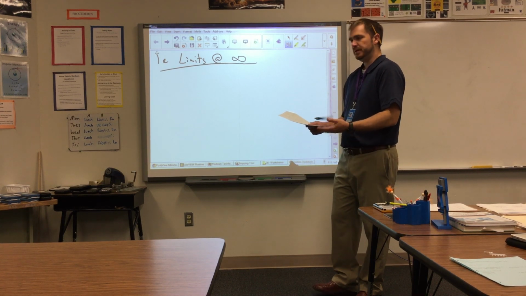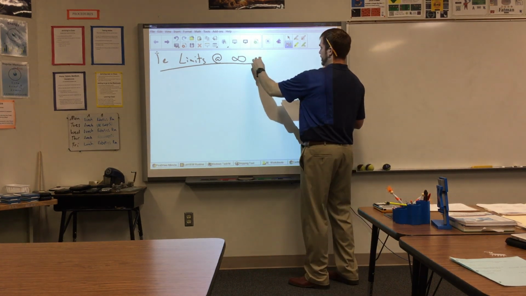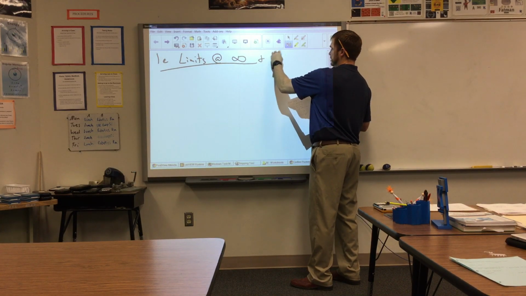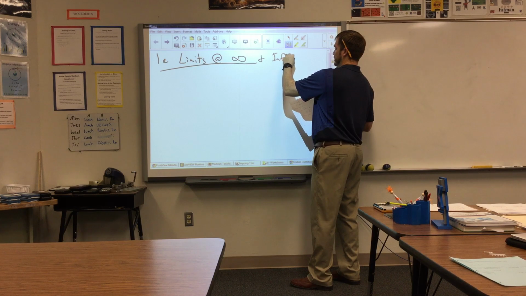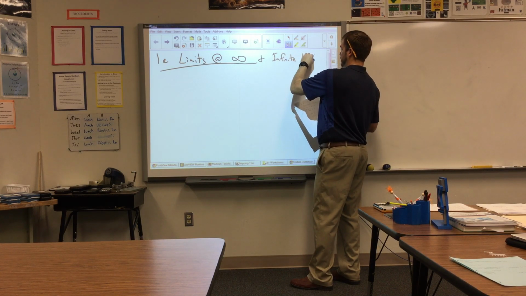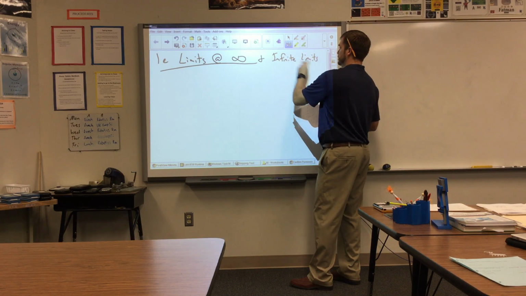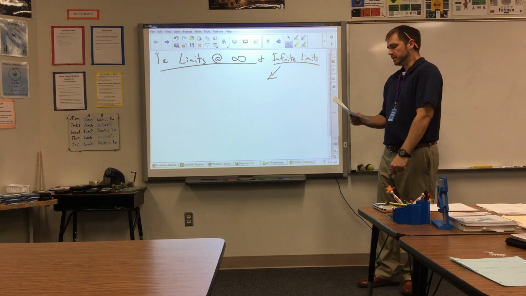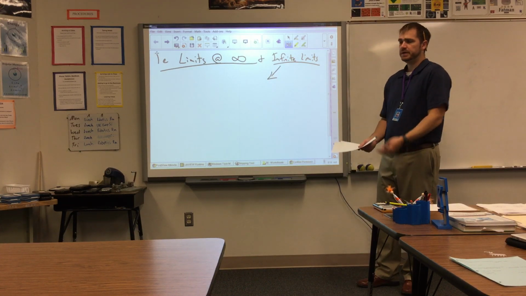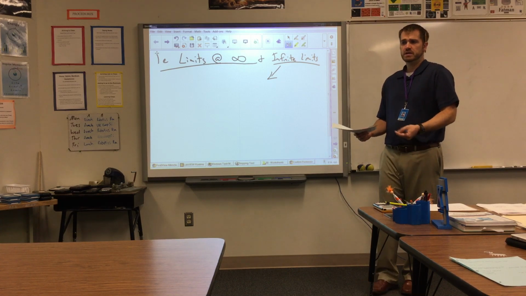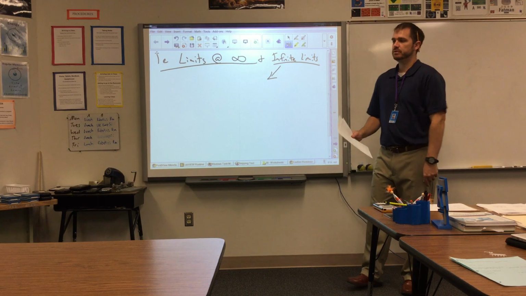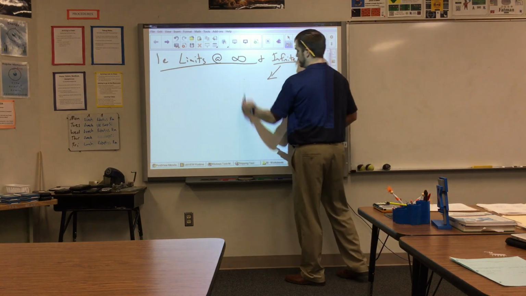Okay, so we're going to be talking about limits at infinity as well as infinite limits. Sort of a 2-for-1. An infinite limit is pretty straightforward. It's something we've already talked about, but we're just going to now officially allow you to utilize this terminology.